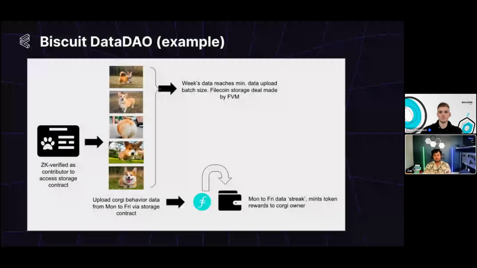They could come in, maybe ZK verify some kind of contribution credentials that they own their dog, or take some pictures, or whatever, somehow get verified on this DAO, and upload some corgi behavior data that they have into the Filecoin storage providers via a storage contract. And as they upload this data, they get tokens. It could be FIL, or a token native to the DAO, like some kind of Biscuit DAO token.